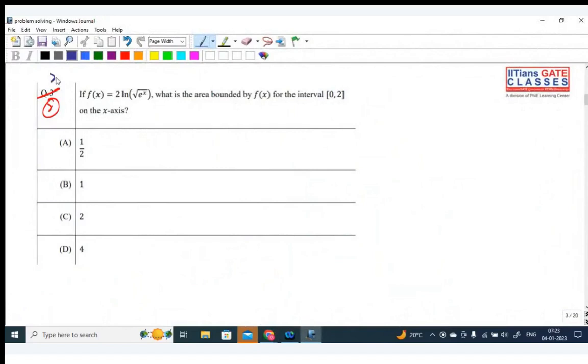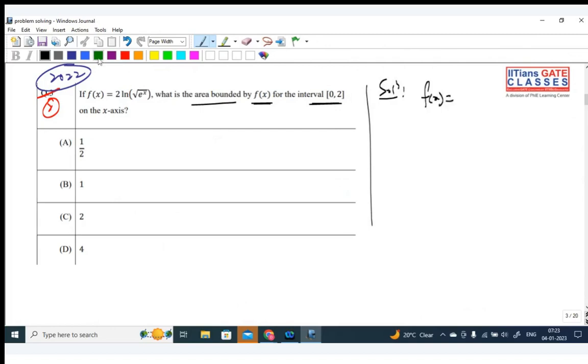So all these questions are from GATE 2022. If f of x is given as 2 ln under root e raised to power x, what is the area bounded by f(x) in the interval 0 to 2? So this is a closed interval on the x-axis, right? You can solve this question quickly. What you have to do in the main examination is spend only 20 minutes for aptitude. Whatever questions you can do in 20 minutes, just do. I think in 20 minutes, all questions can be done.